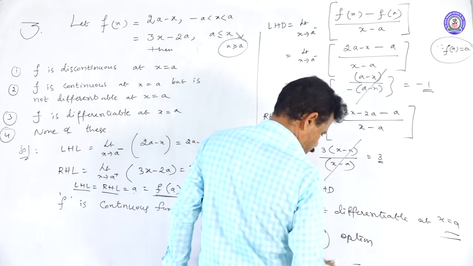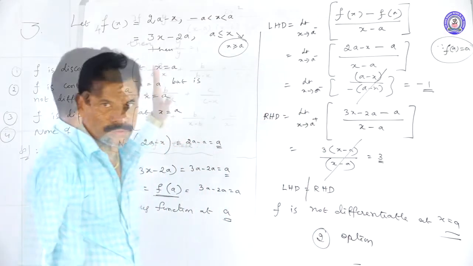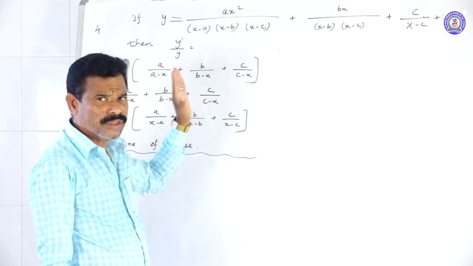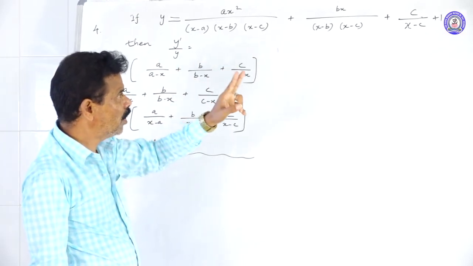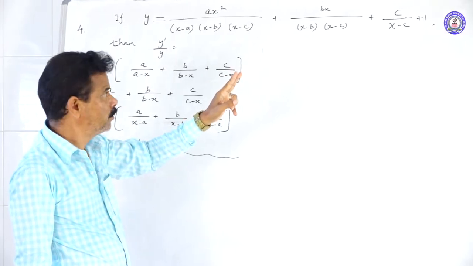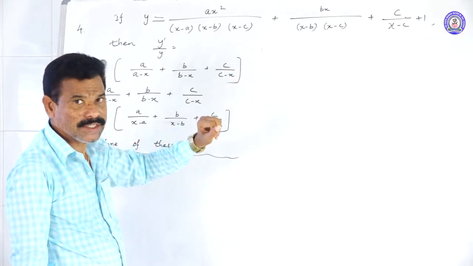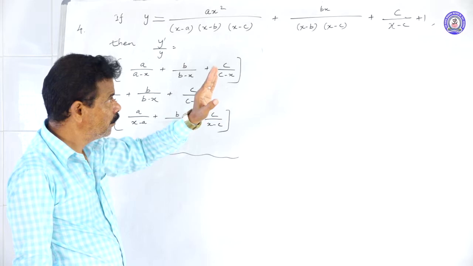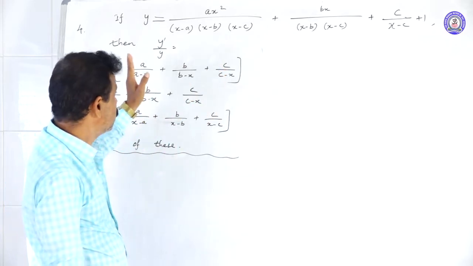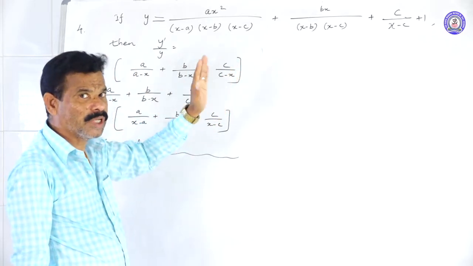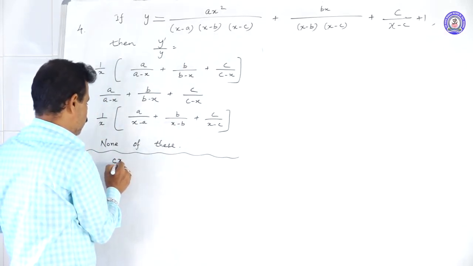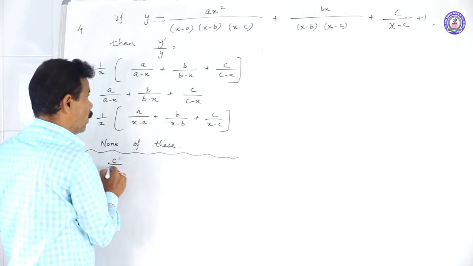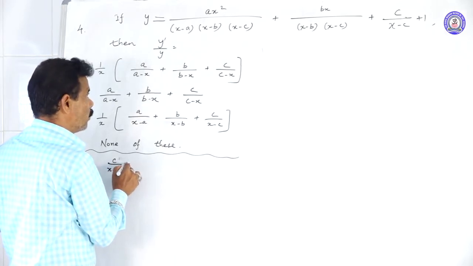Second option. This is the most important problem. This is a very lengthy question. So for a shortcut, we start from the end. c by x minus c plus 1 is there. We simplify from that onwards. Taking the LCM of everything at a time is very big. So that's why we consider c by x minus c plus 1.